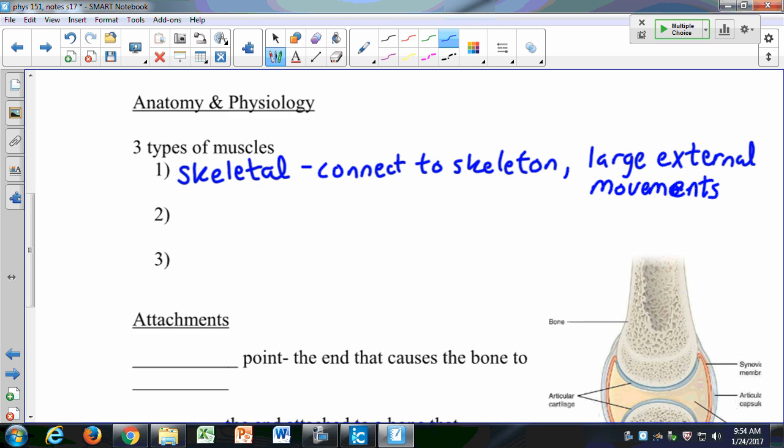So they cause these large external motions. You also have the cardiac muscle. We'll look at the cardiac muscle later, or we'll look at the heart and what it does. But, you know, it's the heart. And then you also have, what's the third? Smooth muscles. Right, these are used to move fluids.